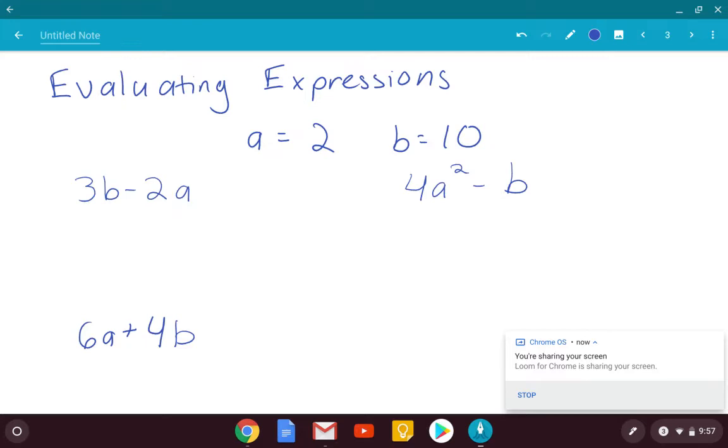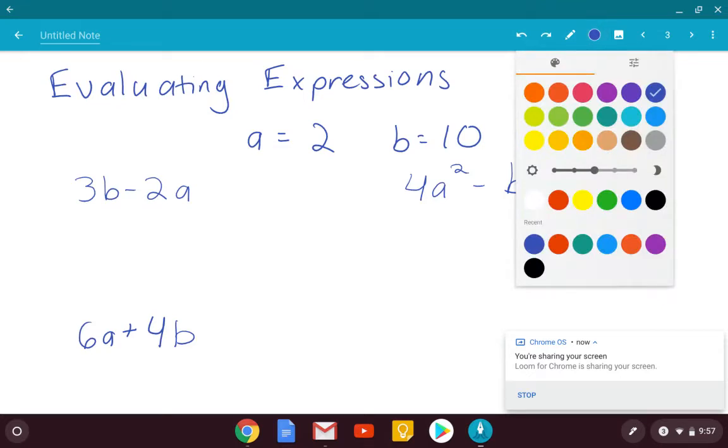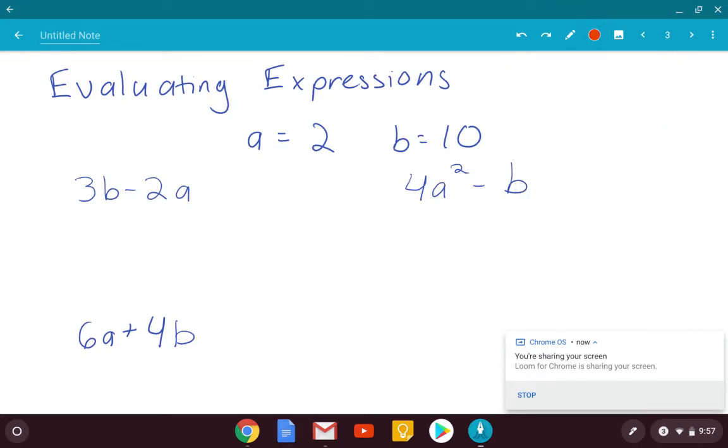So if we were evaluating these expressions, we have to be told what B and A are, which we have been. So our B is 10 and A is 2. So I would have to substitute those numbers in place of our variables. So if I know that B is 10, this, instead of being 3 times B, is now 3 times 10. And then 2 times A, we would actually have 2 times 2. Now that I have all numbers, I can figure out what the answer is.